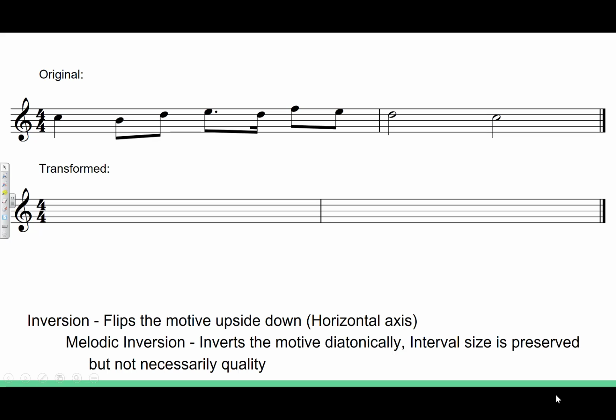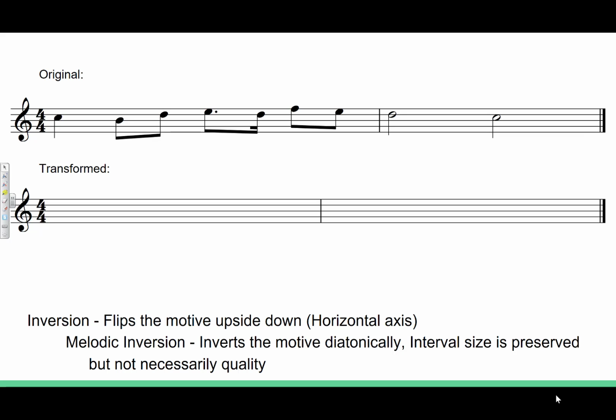So here is our original melody again. And now you'll see an example of melodic inversion, another type of transformation. A melodic inversion inverts the motive diatonically, keeping the interval size, but not necessarily the quality. Before I show you the transformed version, take a look at the intervals of the original melody.